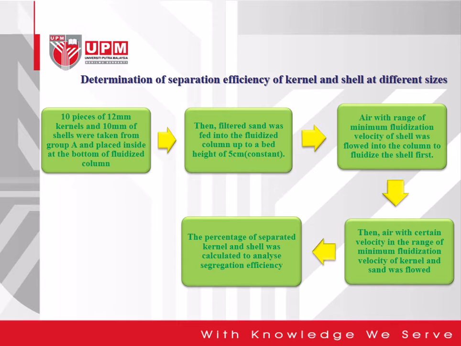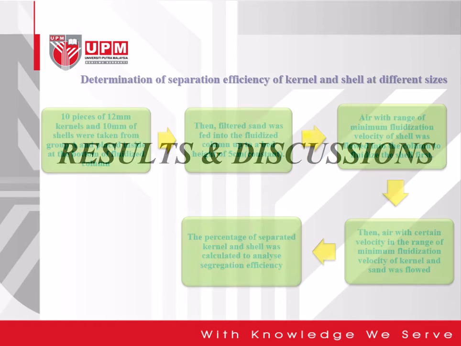Then we add filter sand up to a height of 5 cm and add the range of shell, because according to theory, shell has a lesser minimum fluidization velocity than sand, and lesser than our kernel. So we want to separate the shell first. Then we add a certain velocity within the known range of minimum fluidization velocity of kernel and shell. The percentage of separated kernel and shell is calculated to analyze the separation efficiency.